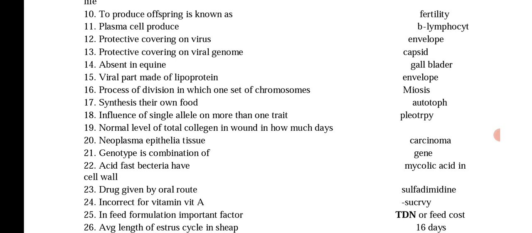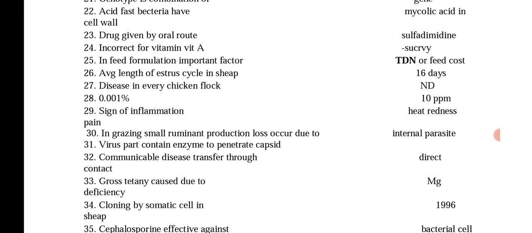Acid fast bacteria have a cell wall made up of mycolic acid. Drug given by oral route is sulfadimidine. The dose rate of sulfadimidine in cattle and buffalo in case of diarrhea is 6 ml per 5 kg of 33.3% sulfadimidine. By thumb rule, if an animal is 300 kg, we will give approximately 300 or 350 ml orally, if it is 33.3%.